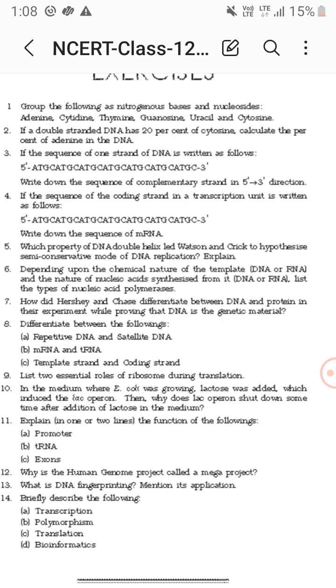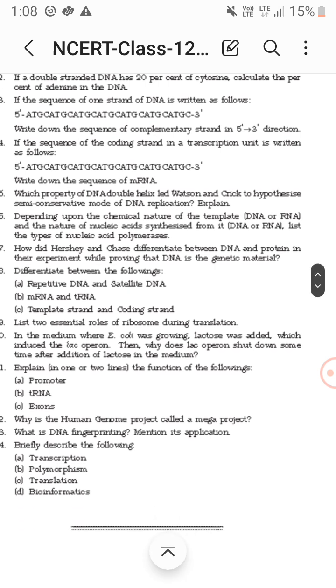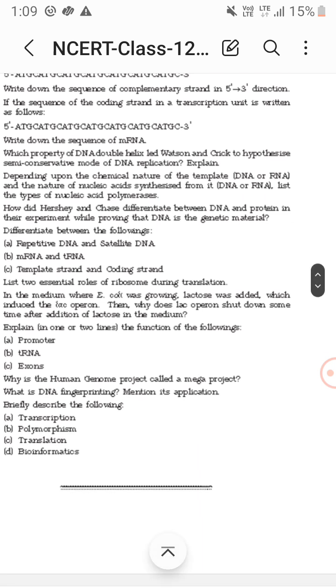Now differentiate between the repetitive DNA and satellite DNA. Differentiate between the mRNA and tRNA. Differentiate between the template strand and coding strand. List two essential roles of ribosome during translation.